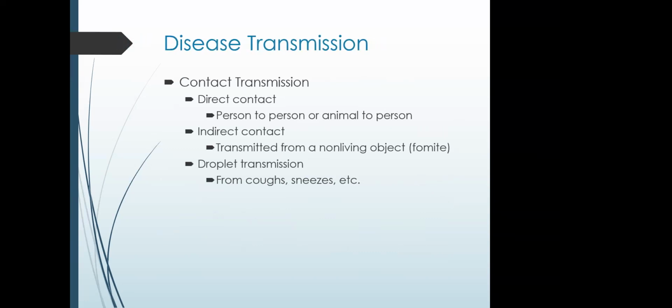So then, actually transmitting the disease, or how do you get it? Well, you can have direct contact: touching, hugging, kissing, body to body contact with either another person or an animal. Indirect contact would be touching a doorknob, a cell phone, a keyboard, and that object that you touch, like the doorknob, is called a fomite. That will become important for lab on Thursday, so we'll definitely mention that on Thursday.